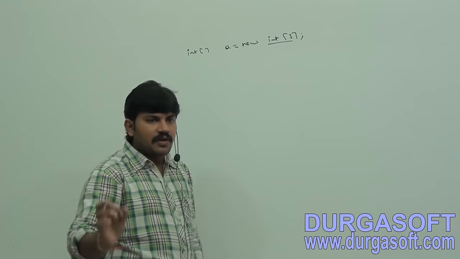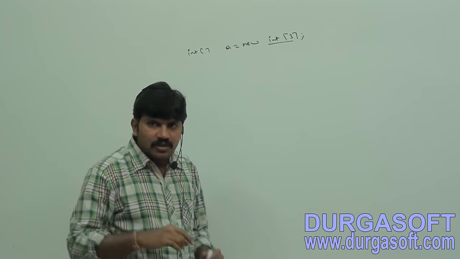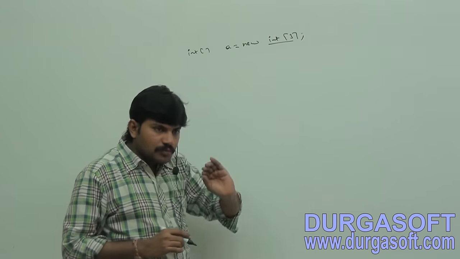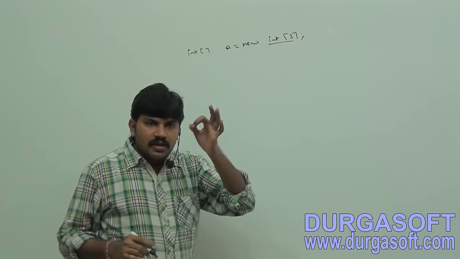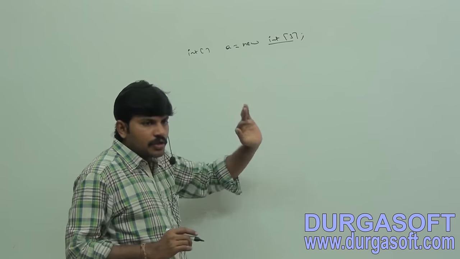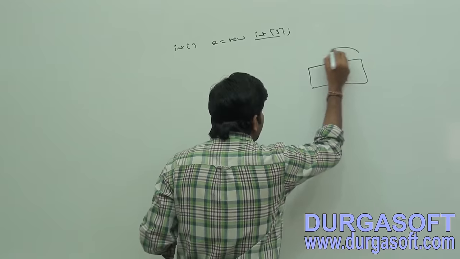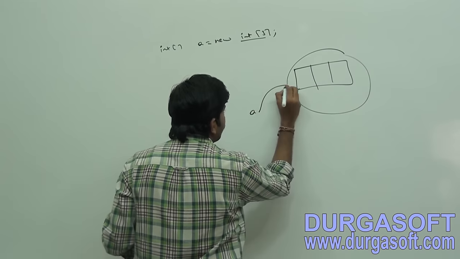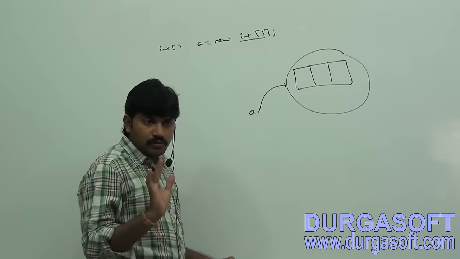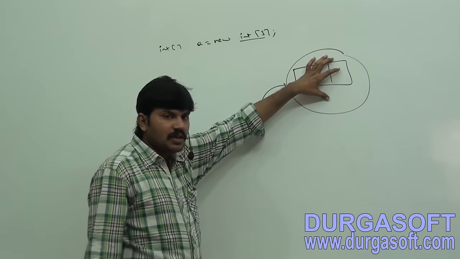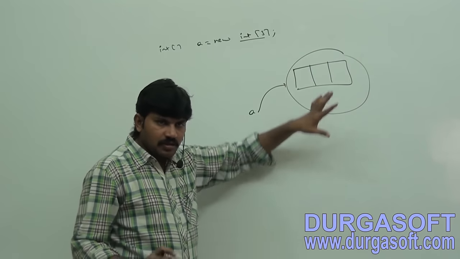Every array in Java is an object only. Remember this one. That's why we can create arrays by using the new operator, right? Now, sir, here size 3 and a is the reference variable for that. You should feel an array itself is nothing but an object.